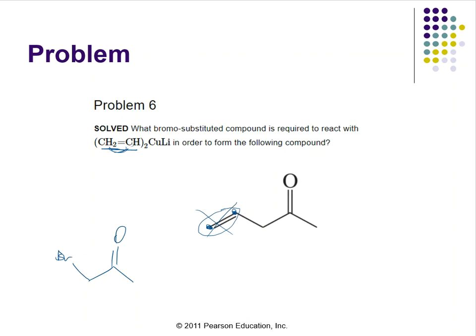Now, in this case, this is a ketone, because I see a carbon double bond O, and there's a carbon to the left and a carbon to the right. But folks, that's all I need. This is the bromo substituted compound, and it told me bromo, so that's why I put bromo there. That will react with that Gilman to give me the product that I see on the screen. That's all that they want you to do. In the beginning, that's all that they want you to do.